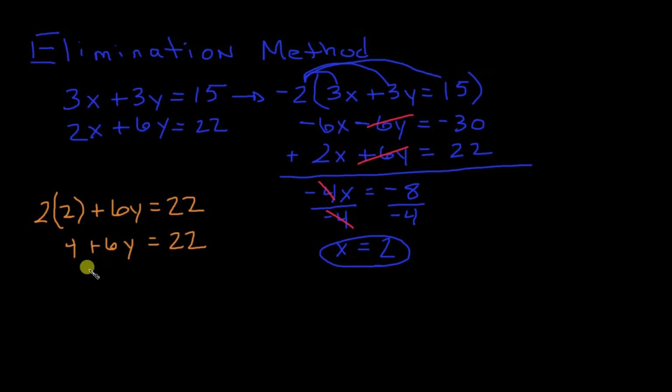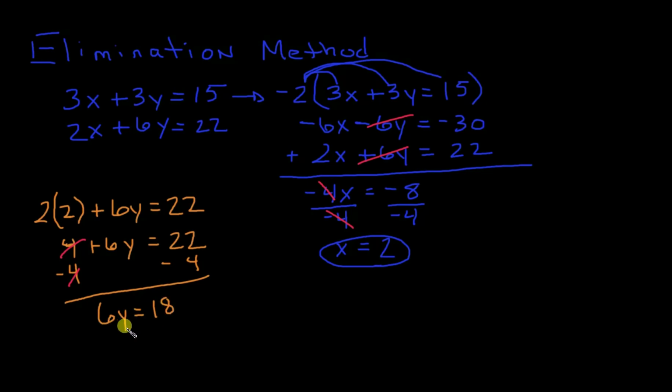Now, just like we did in the top equation, we need to get y by itself now instead of x. We already solved for x. So if this is a positive 4, the opposite of addition, since it's a positive 4, we need to subtract 4 from both sides. If we subtract 4 from both sides, now we're left with these 4's canceling out, and you're left with 6y is equal to 22 minus 4, which is 18.